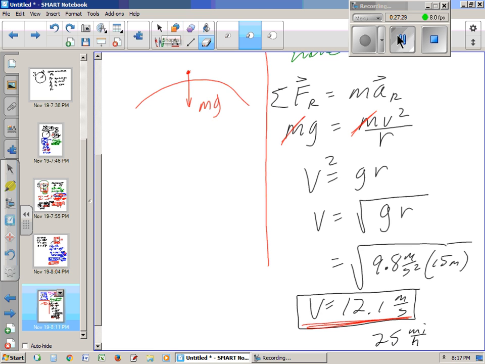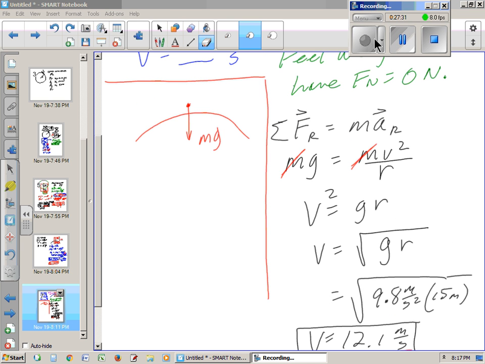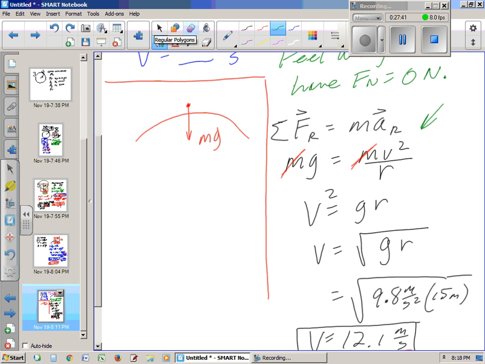Actually, it's not at the top of the page, it's on the previous page, so let me go over there and grab that equation. So this is a special case equation right here. This only works when you feel exactly weightless. In this case, that would be down here at 12.1 meters per second, but if we went faster than that, what would it feel like? So we have to use the full equation, not just this special case. So I'm going to go grab that equation.